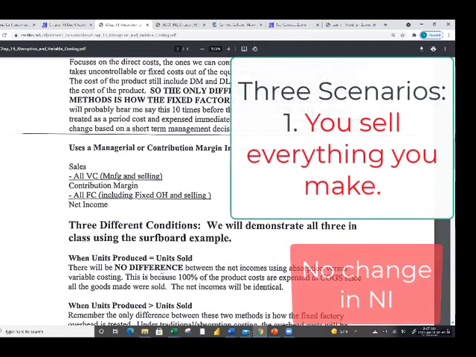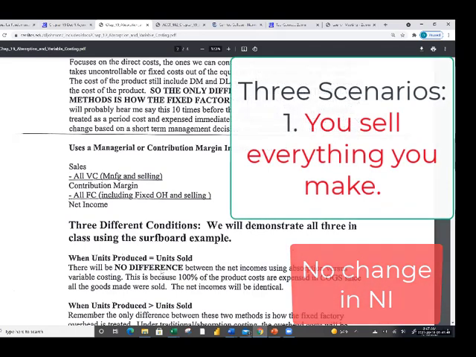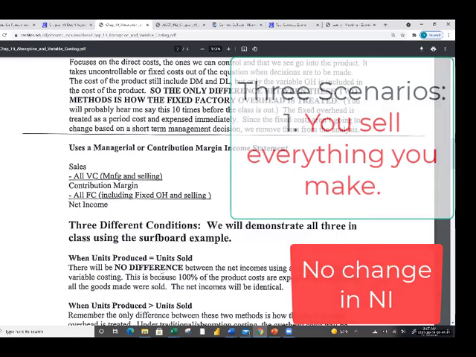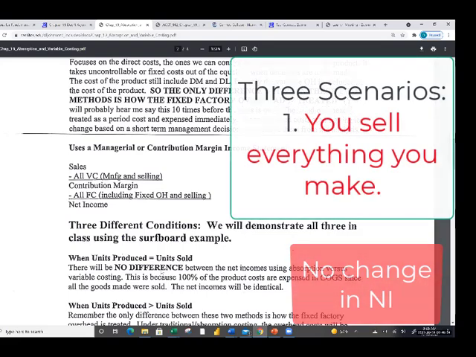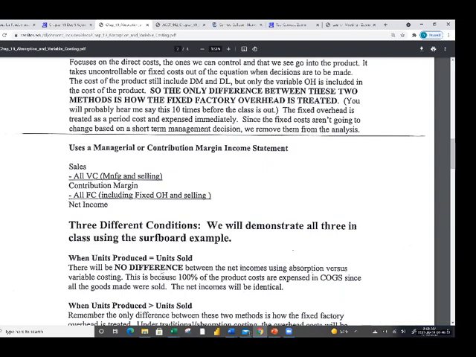Okay, why? Let me go back to the premise of this chapter. The only difference between these two methods is how the fixed overhead is treated. Well, if there's no inventory because you've sold all that you've made, 100% of that overhead cost is in cost of goods sold on a traditional income statement. And on a variable costing income statement, 100% of those factory overhead costs are going to be expensed. So net income is going to be exactly the same. I'm going to prove this to you in a minute.